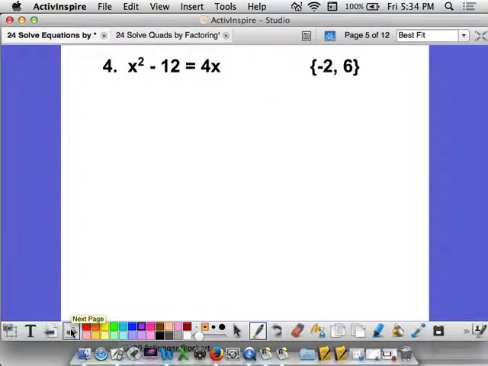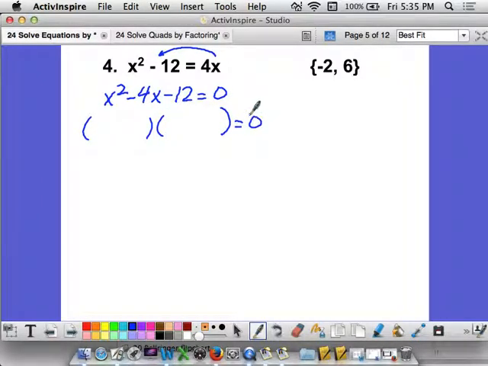Number 4, setting this equal to 0, bring the 4x over, and I have x squared, positive becomes negative 4x, minus 12 equals 0. Putting this in decreasing power. So now I'm going to set up my 2 binomials. The signs will be different. x plus, x minus. I don't have a coefficient, so I don't have to bottoms up. What are factors of 12 that subtract and give me 4? That would be 6 and 2. 6, the bigger number, gets the negative. 2 gets the positive.